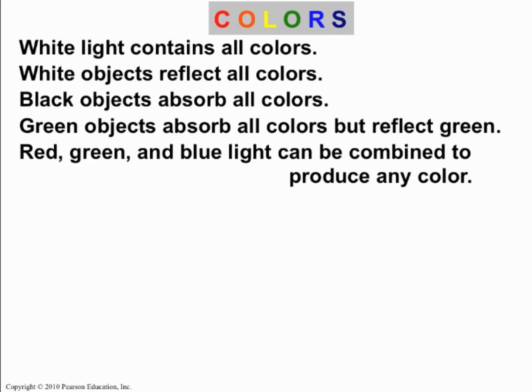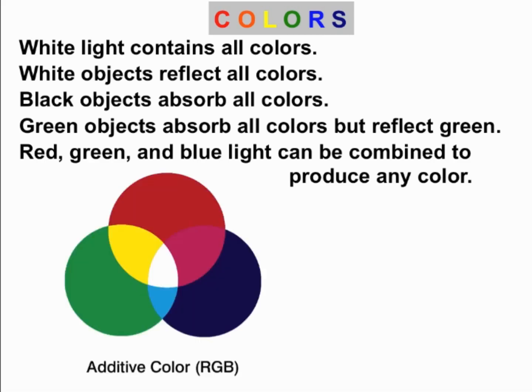So red, green, and blue light then are combined in these ways. This is called additive color mixing. Additive color mixing refers to getting colors from light. So the primary additive colors are red, green, and blue. And then they combine to form yellow, cyan, magenta, and in the middle, white.